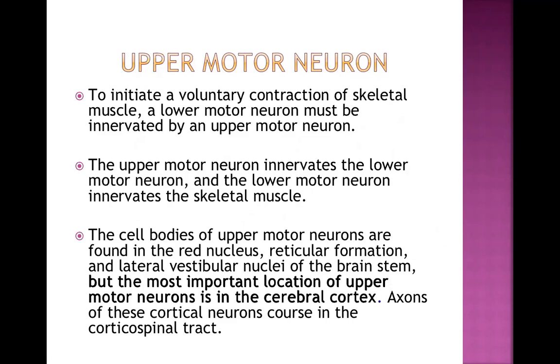The cell bodies of upper motor neurons are found in the higher center. The most important location is cerebral cortex, but they are also found in red nucleus, reticular formation, and vestibular nuclei of the brainstem. So we have got two sources. To be very precise, we have got two sources. One pyramidal tract, another is extrapyramidal tract. Pyramidal tract originates from the cerebral cortex, and extrapyramidal tract originates from those areas which we have just listed.